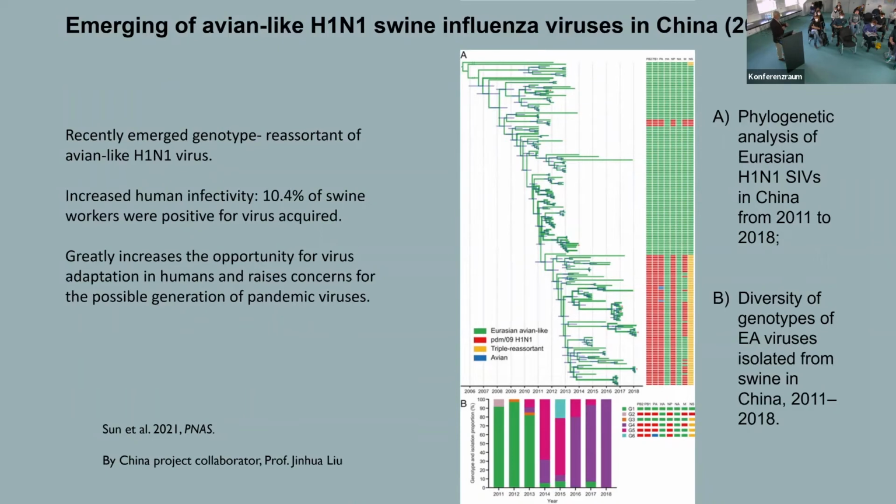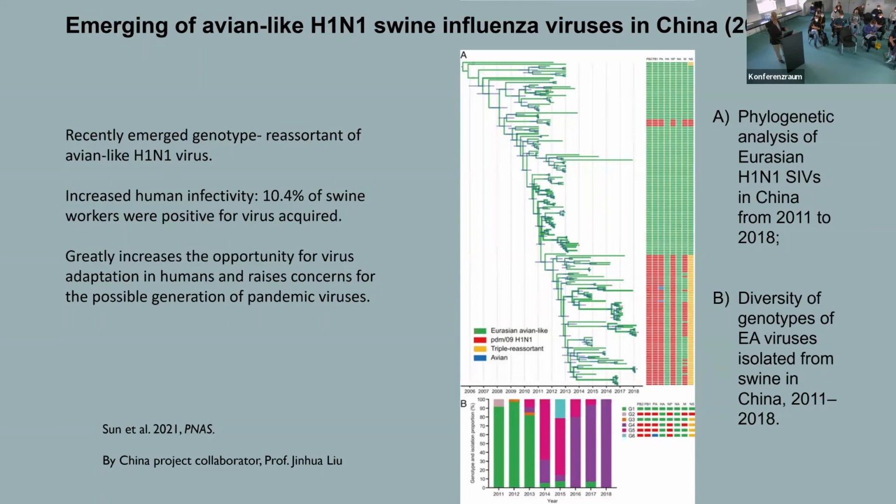I'm going to switch to swine flu, which was what I started with telling you I was going to talk about, and which is this ongoing study, okay, just begun a few months ago. It's a U.S. and China study. It's in both, which have the largest swine industries in the world, so our collaborators there wrote this paper back in 2021. And they found this recently emerged genotype reassortment of an avian-like H1N1 virus. They also looked at swine workers, and they found that 10% of them were positive for the virus. So humans are actually getting it from swine, and it's going both directions, actually. This greatly increases the opportunity for virus adaptation in humans, and so raises concern for pandemic viruses.